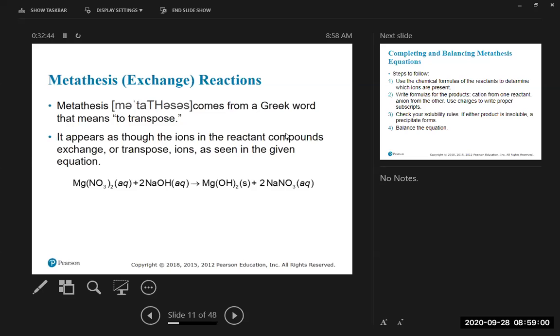These exchange reactions are telling us that the magnesium now, instead of hanging around the nitrate, can go over by the hydroxide. Because magnesium is positively charged, hydroxide's negatively charged. We think back to early in the semester, we said opposites attract, so there could be some attraction there. Same with the sodium and the nitrate. Sodium's positively charged, nitrate's negatively charged, those two can interact.